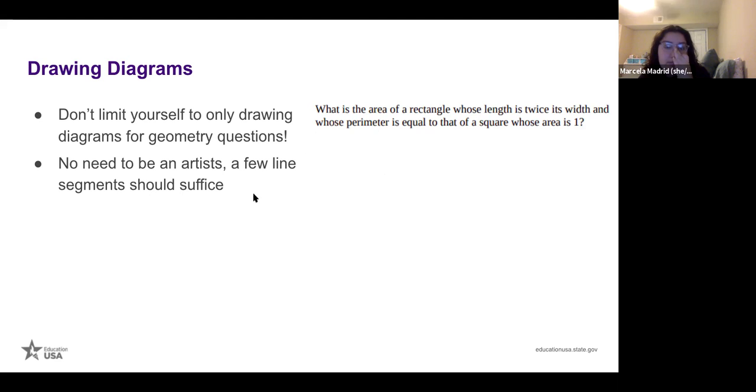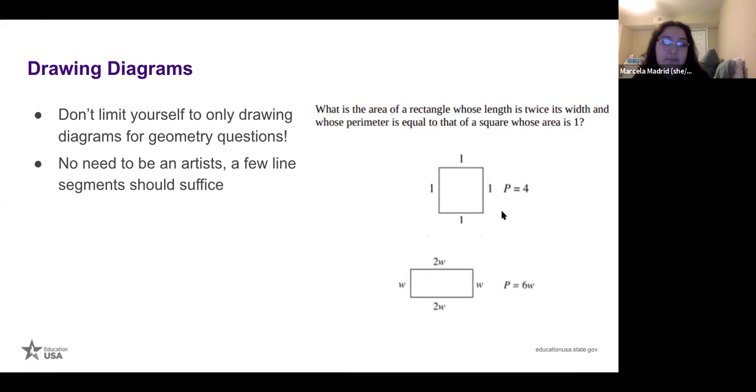But would anyone be able to say how they would start drawing a diagram for this question in particular? If you don't have any idea, we can just go ahead and show you what it would be. Yeah, maybe I would just draw a square and a rectangle and start assigning values. Yeah, perfect. That's exactly how you would start. You first start out with drawing your little square and rectangle and assigning values to them, just like that.